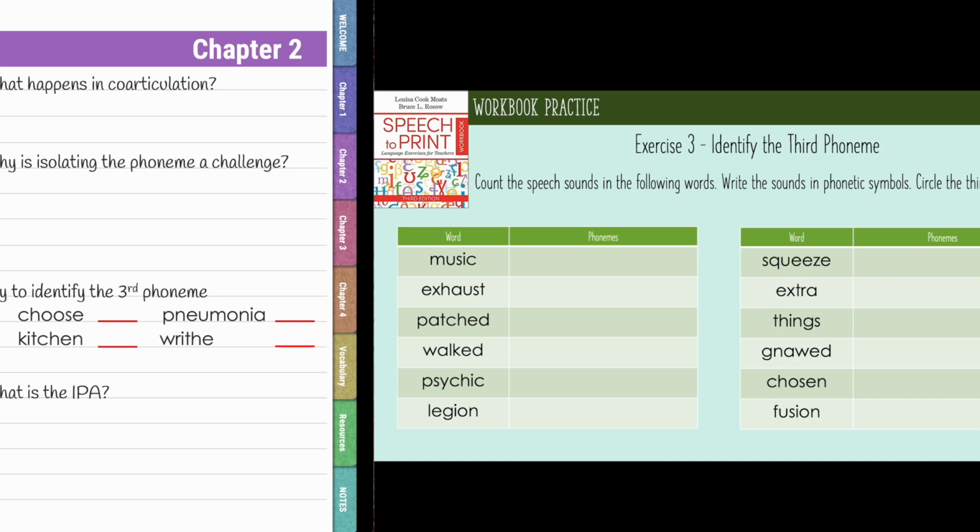How many of you thought sing had an s, e, n, or you thought ing was its own phoneme? They are co-articulated so tightly that yes, it is sometimes very hard to pull them apart. So let's practice again by pulling apart these sounds and identifying the third phoneme. So we have music, m, y, u, s, i, k.